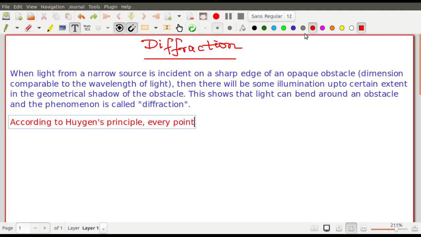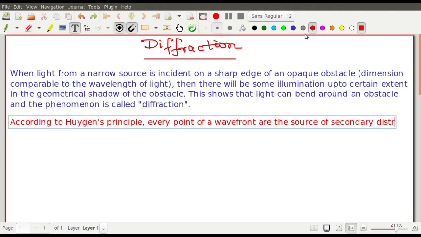every point of a wavefront is the source of secondary disturbances.